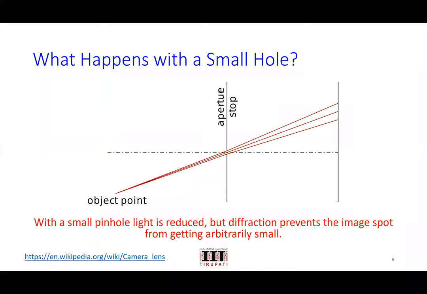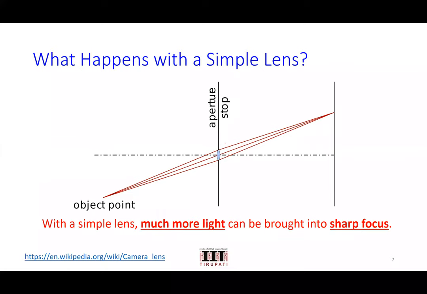If we keep reducing this in order to avoid this, then again optical diffraction and other things would come. But anyway, you usually would like to have more light coming through. So the solution is to use a lens here that converges the light, so that even if you have a point here, it could converge to a different point there. Because of this convergence, you have a focus here.